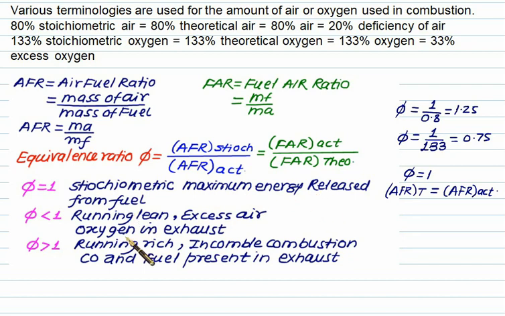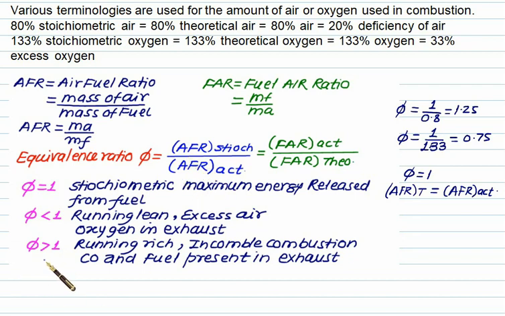If the value of phi is less than 1, it means that we are supplying more air compared to stoichiometric, so this ratio will be less than 1. If we are supplying more air, it means that we have a lean mixture. Lean mixture means a larger quantity of air compared to stoichiometric, so we have excess air, and in that case oxygen will be present.